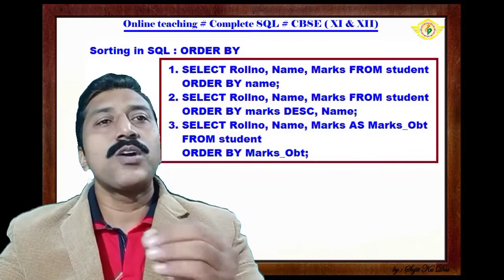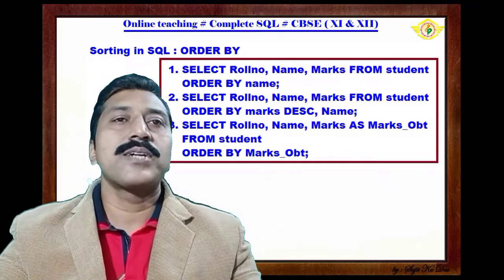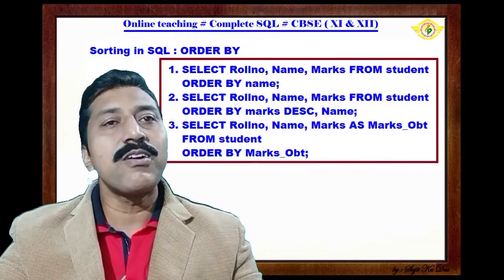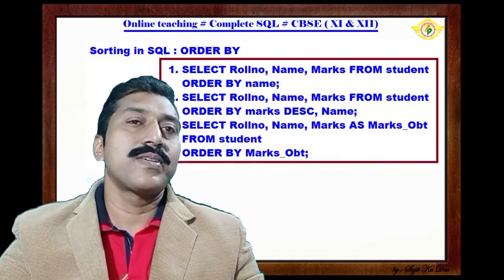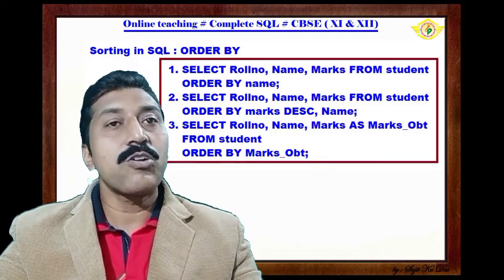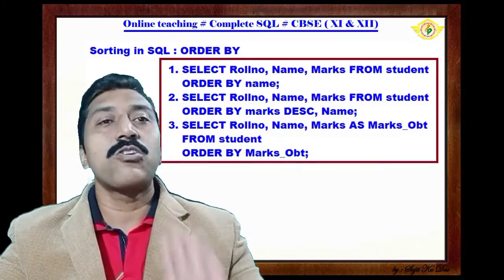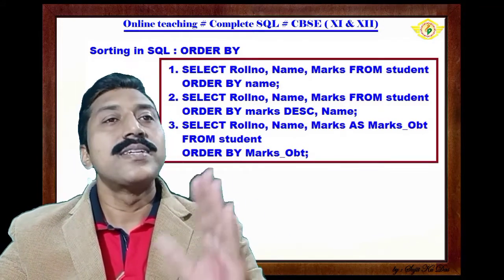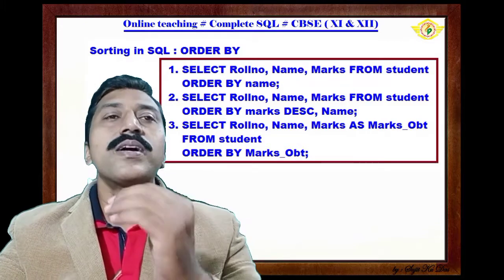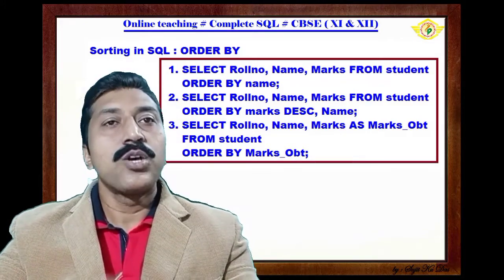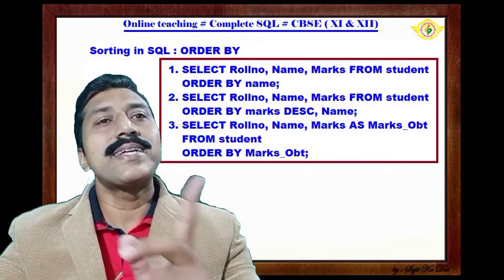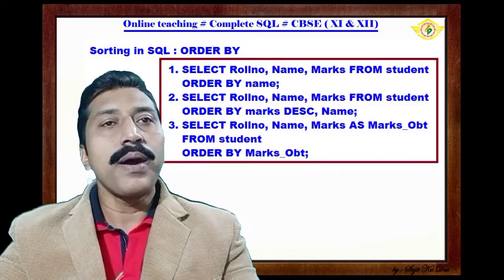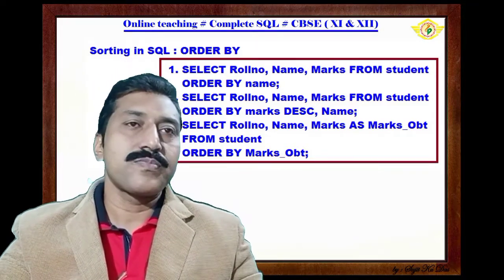Suppose we want to display the roll number, name and marks of all the students in descending order of their marks and ascending order of their names. Understood? Descending order of marks and ascending order of names. How to write it? Select roll number, name, marks from student, order by marks, then write DESC, comma, name, semicolon.